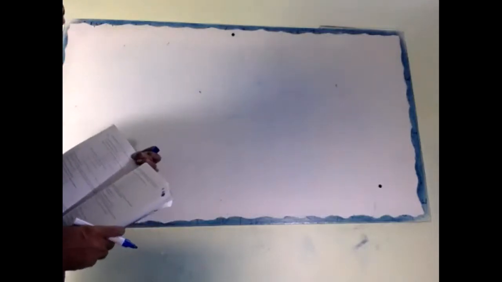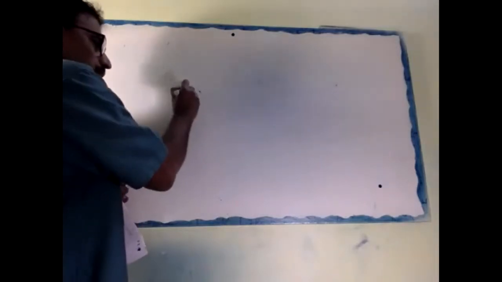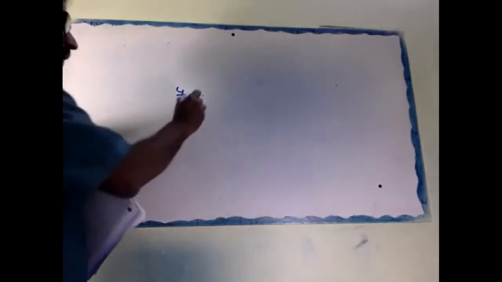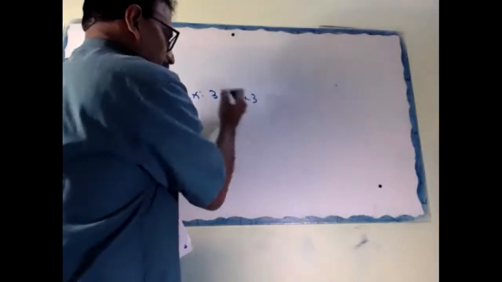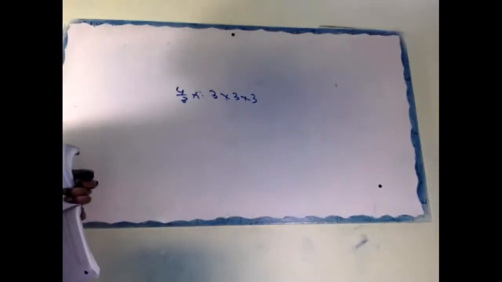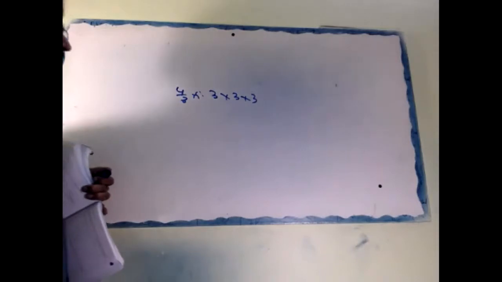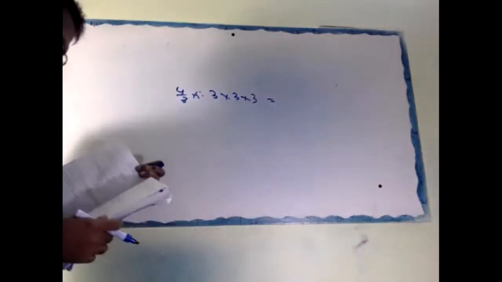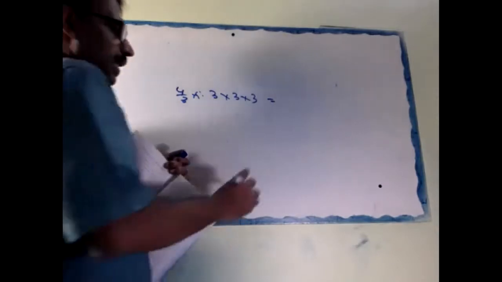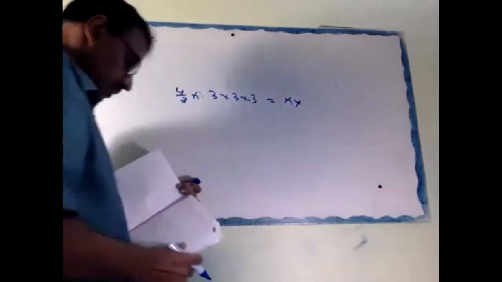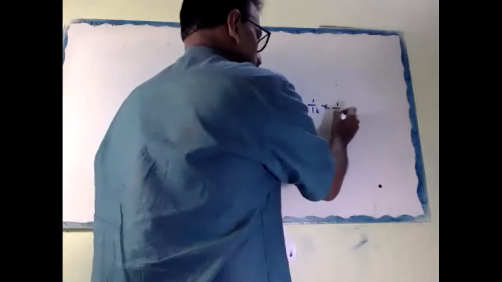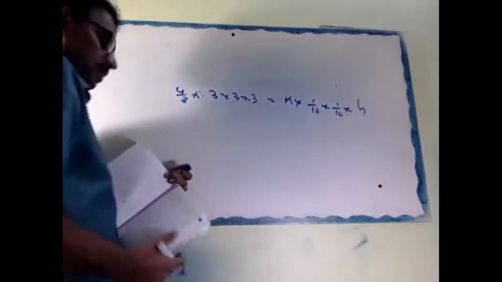Volume of the sphere equal to volume of the wire. So 4/3 pi into R cubed, R is 3, so 3 into 3 into 3. Don't substitute pi, this type of question don't substitute pi. 4/3 pi into 3 into 3 into 3 equal to, here wire is cylindrical. Pi into R squared, R is 0.1, 1/10 into 1/10 into h. H you have to find out. Clear now?